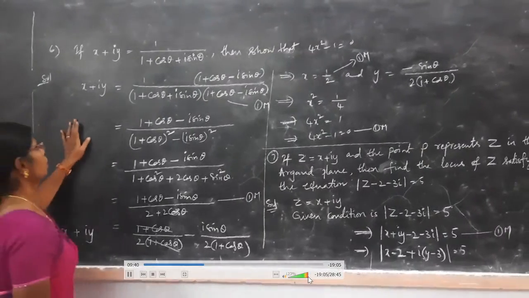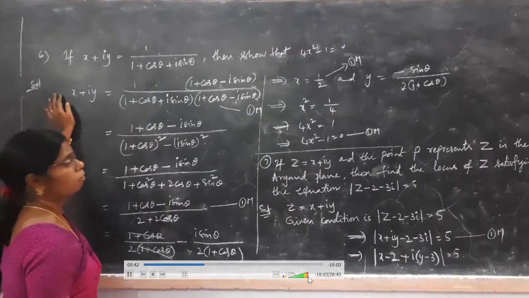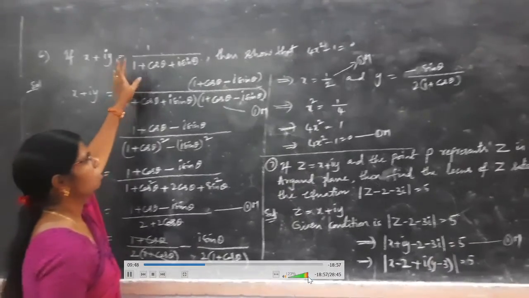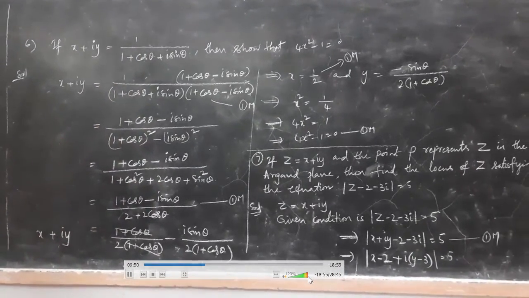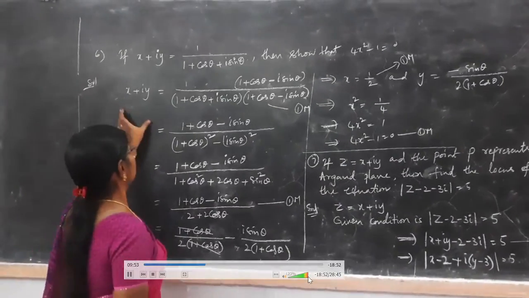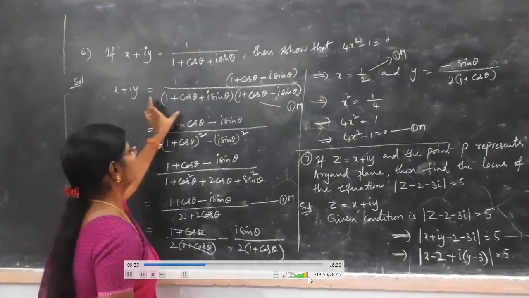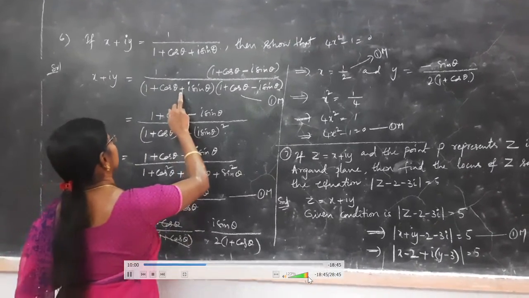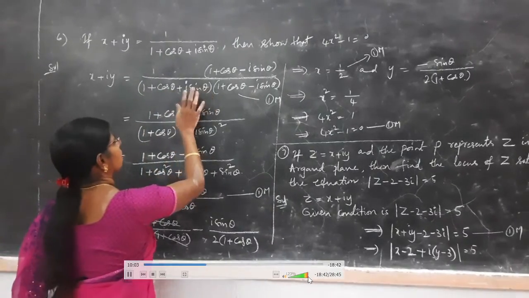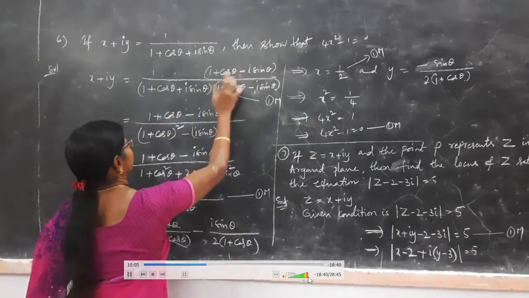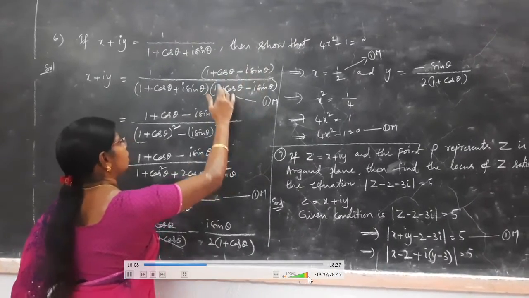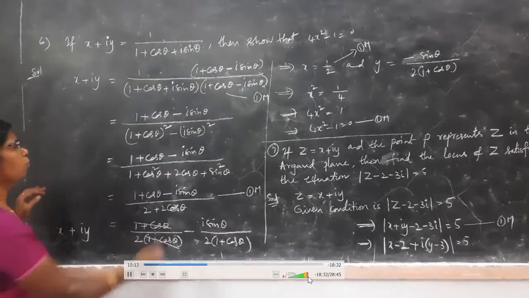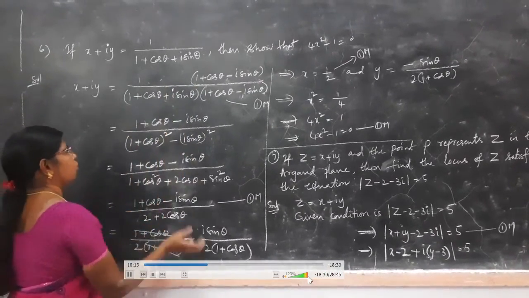Now we come to the next question, that is the sixth one. See the problem. If x plus iy is equal to this one, then show that 4x square minus 1 is equal to 0. So first I take x plus iy is equal to 1 by 1 plus cos theta plus i sin theta, and its conjugate, this is in x plus iy form. Its conjugate, that is x minus iy, 1 plus cos theta minus i sin theta. With this we multiply both numerator and denominator here, so that we get x plus iy form.